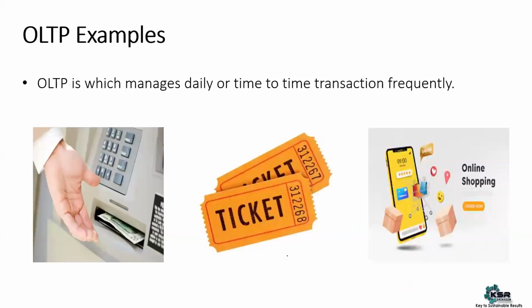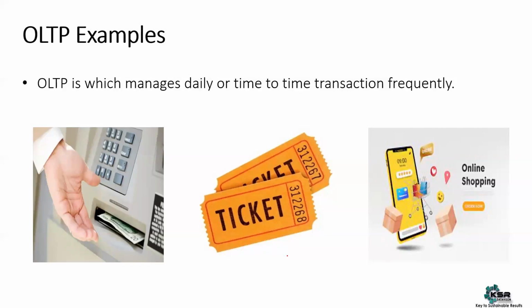In case of OLTP, these are the multiple examples. If you try to purchase a ticket, you're trying to make a payment, only when that ticketing website receives your payment, the transaction is successful. So it has to be very fast. If you try to use your debit card, visiting any ATM, you're trying to encash money, the amount which you have removed from your account would be updated very, very fast.